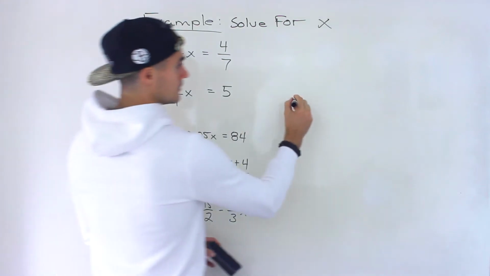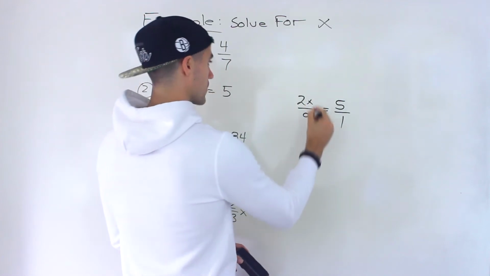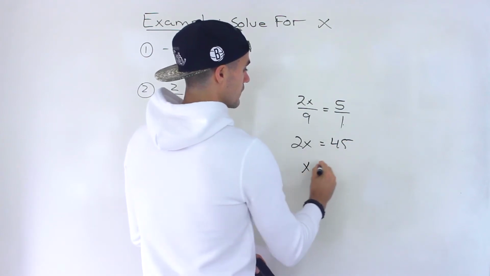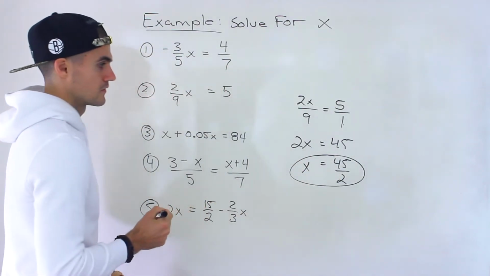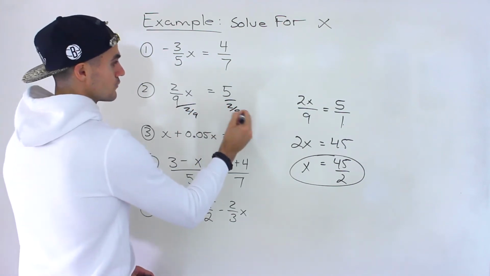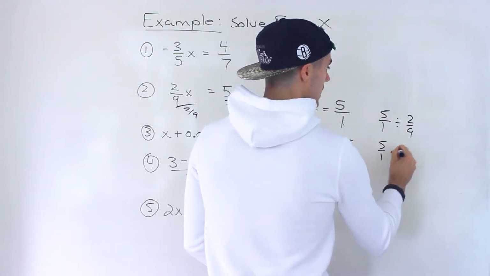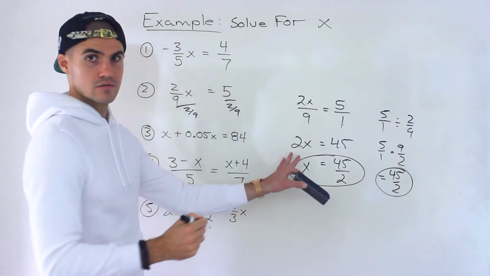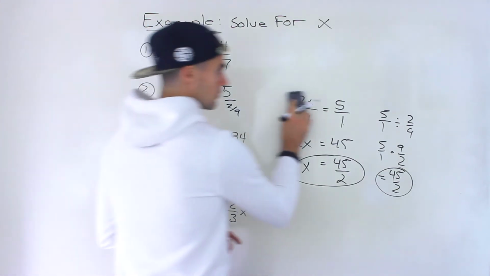Combine these into 1. So you'd have 2x over 9 equals 5 over 1. Cross multiply. 1 times 2x is 2x. 9 times 5 is 45. Divide both sides by 2, 45 over 2. And then that doesn't simplify any further. So that's one way, or you could divide both sides by 2 over 9. So it would be like 5 over 1 divided by 2 over 9, which would be like 5 over 1 times 9 over 2, which would give you 45 over 2. Same thing. So just trying to give you different looks here in terms of how you can go about it.